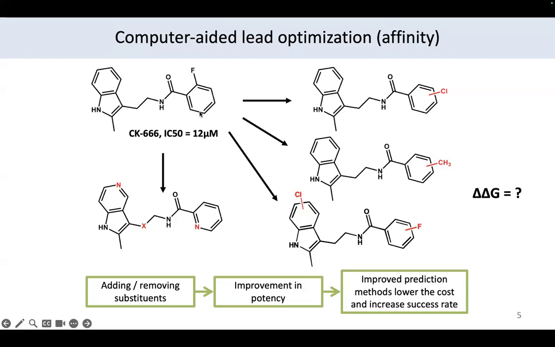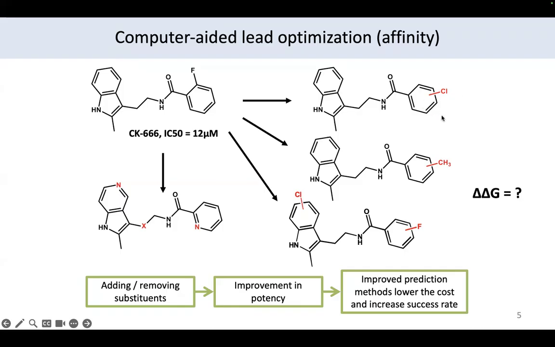Therefore, in lead optimization, what we are aiming to do is to add and remove substituents in order to improve the potency, and that will lead, hopefully, to improved prediction methods to lower the cost and increase success rates using computational techniques. So here, having this scaffold, we want to optimize it, hopefully to nanomolar affinity, by adding and removing the substituents.